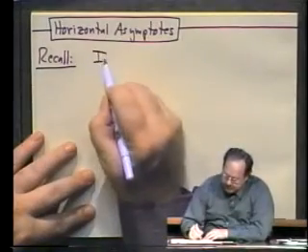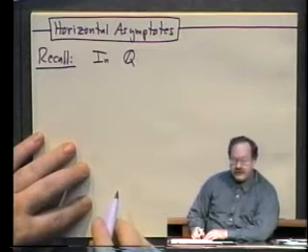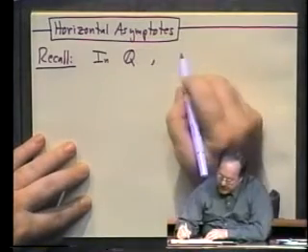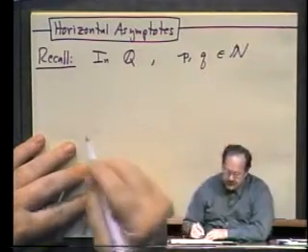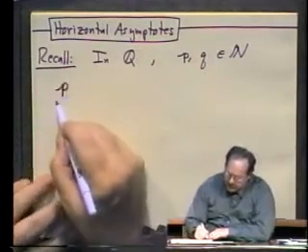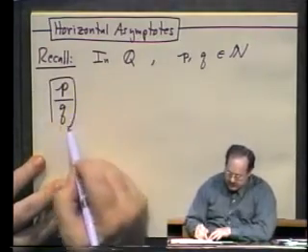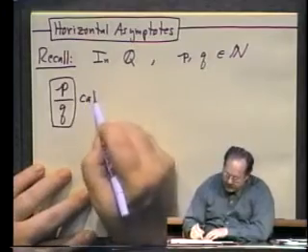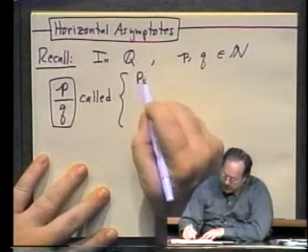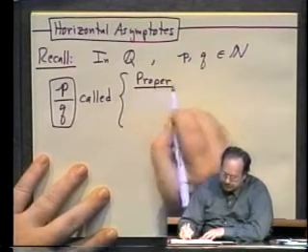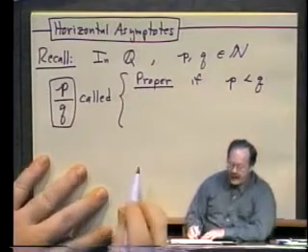Recall, way back in Q, remember what Q stood for? It was the set of rational numbers. If P and Q were in N, meaning they were natural numbers, then we looked at P over Q, a typical element of Q, the set of rational numbers, and we called it a couple of things depending on, well, let me show you. We called it proper if P was less than Q, if the top is less than the bottom.